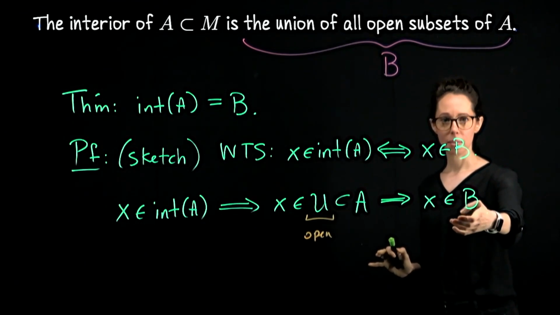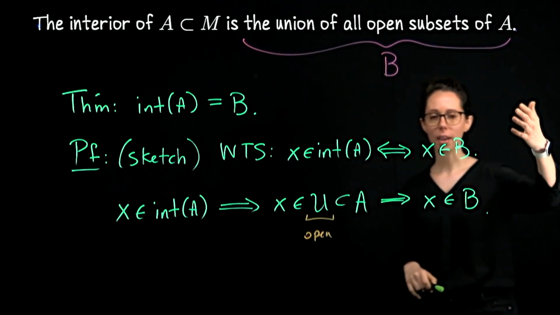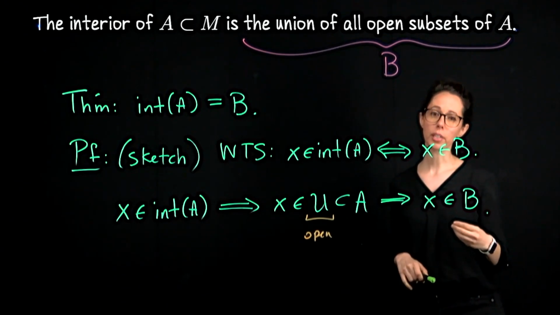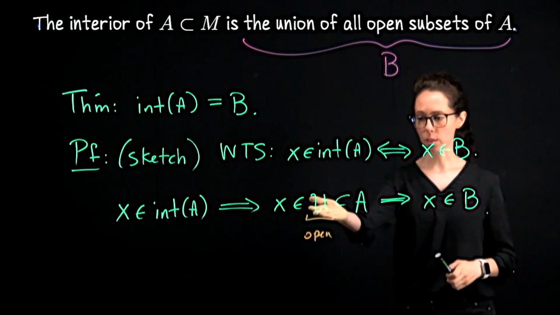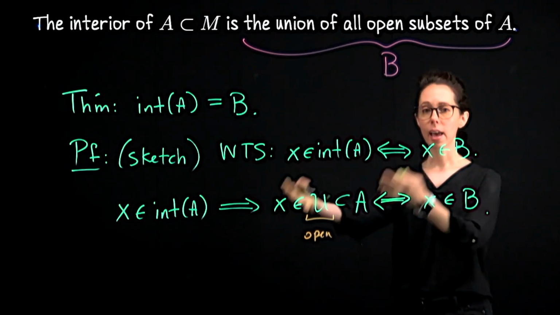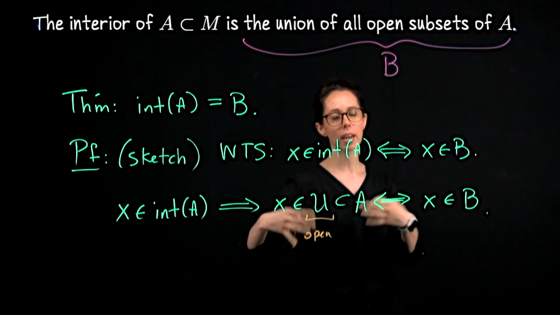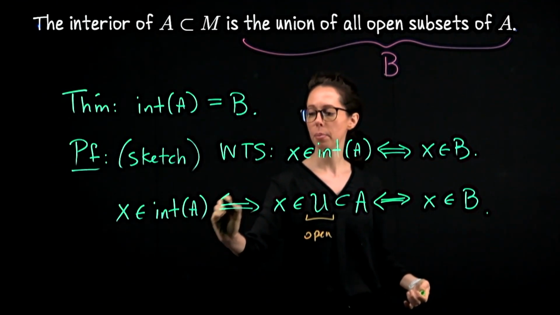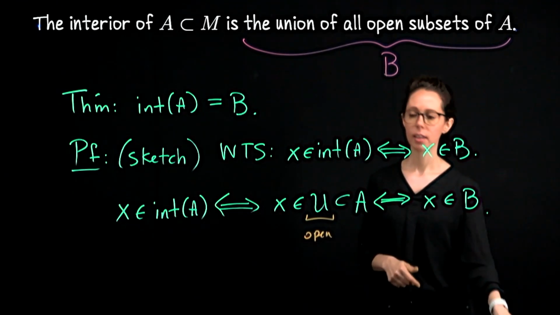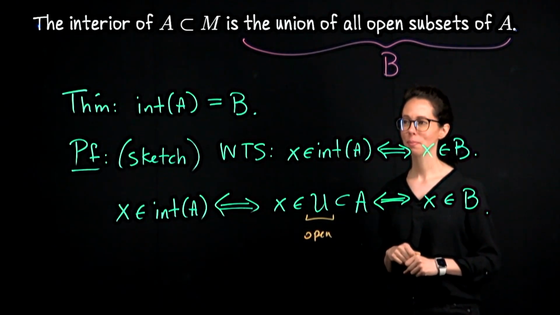Suppose now that X is in B. That means X is in the union of open subsets of A. To belong to a union, you need to belong to one of the members. That's what we're going to identify as U. So if X is in this union, X belongs to one of the members of the union, but then X is situated inside of an open set contained in A. That puts X in the interior. Okay, so again, this is just an illustration of the proof, but I think you get the point.